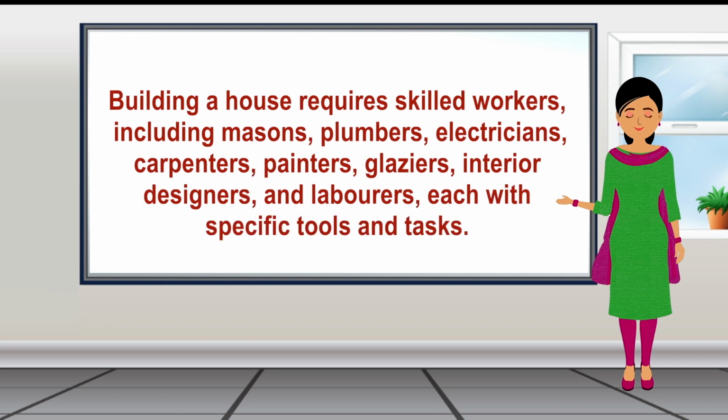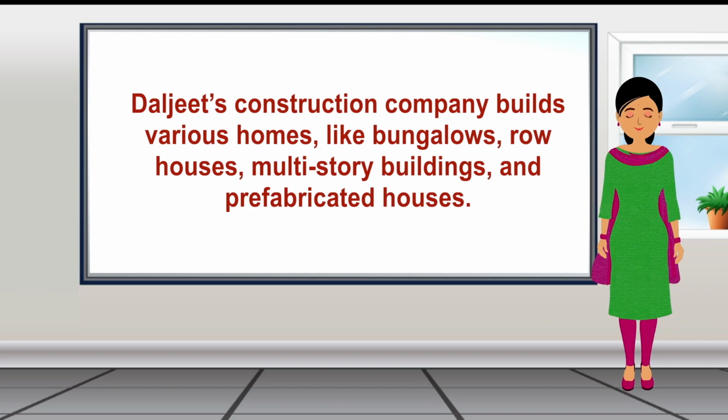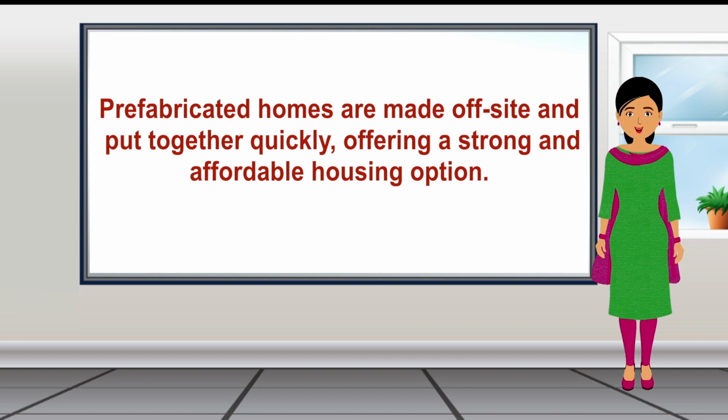Building a house requires skilled workers, including masons, plumbers, electricians, carpenters, painters, glaziers, interior designers, and laborers, each with specific tools and tasks. Daljit's construction company builds various homes like bungalows, row houses, multi-story buildings, and prefabricated houses. Prefabricated homes are made off-site and put together quickly, offering a strong and affordable housing option.